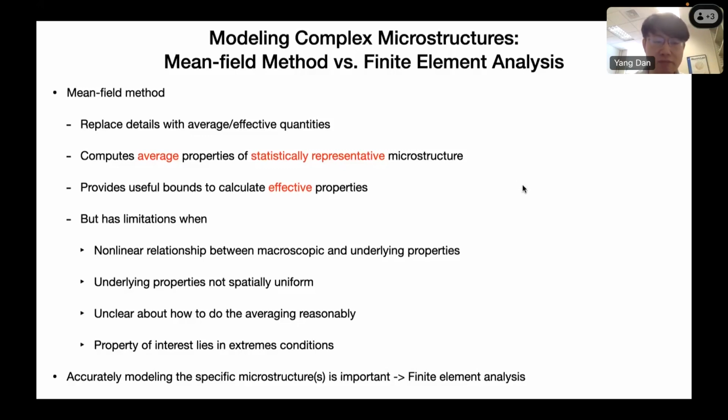But this method can have limitations. For example, when the macroscopic property that we are investigating has a nonlinear relationship with the underlying properties, the averaged underlying properties might not necessarily reflect the macroscopic properties on average. Sometimes the underlying properties might not be spatially uniform, which makes the averaging difficult. And sometimes it is simply unclear how to do the averaging reasonably.